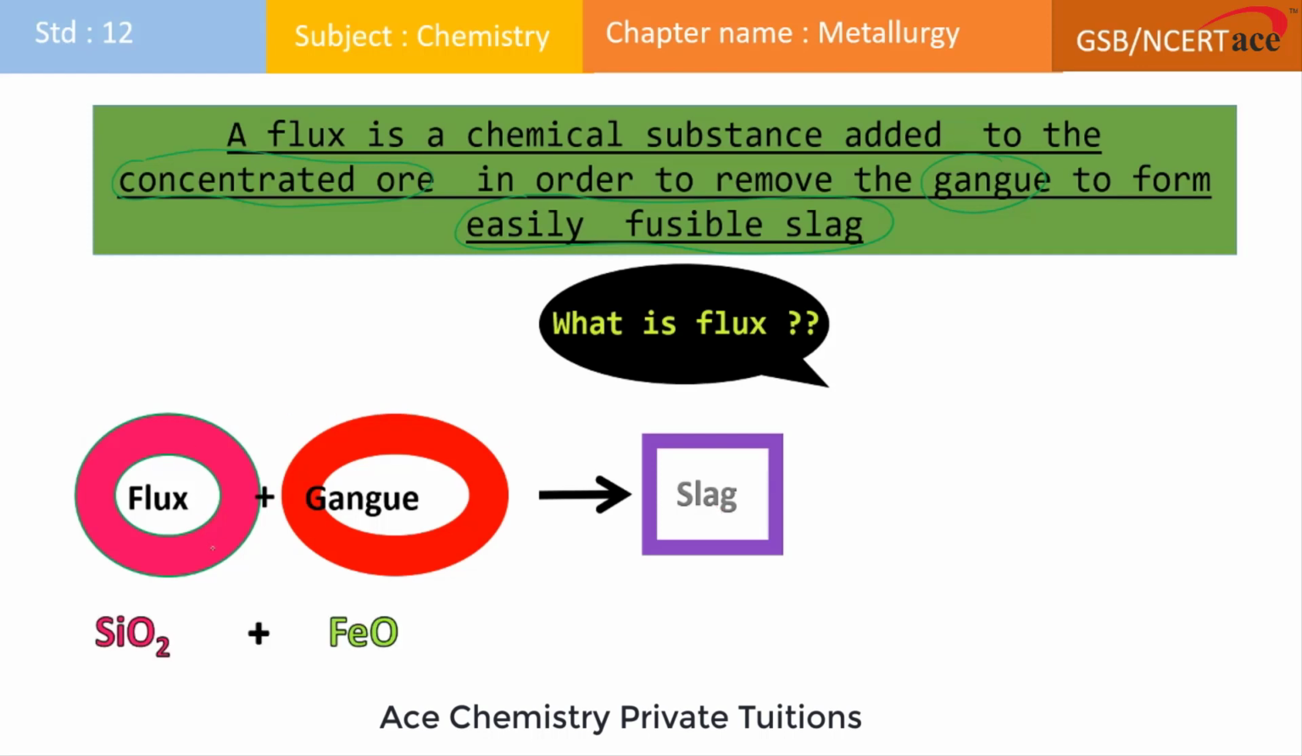Let's take one example. Say, for example, the gangue or impurity present in the metal compound is oxide of iron. Since this oxide of iron is basic in nature, we have to add an acidic compound so that it can combine with it. So we add a flux known as SiO2, silica. When the silica is added, both combine and form an easily fusible slag, which is referred to as iron silicate. This iron silicate can be easily removed from the reaction by heating.